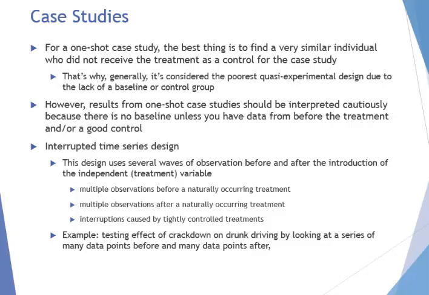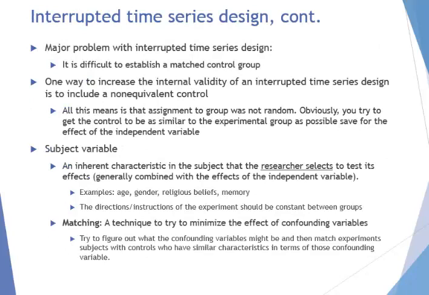But if you look at many data points, you look at 3 years before, 2 years before, and 1 year before, and then you look at 1 year after, 2 years after, and 3 years after, well, that gives you a better chance of getting a good sample. Of course, the major problem, as we discussed with an interrupted series design, is that it's difficult to establish a matched control group. In fact, you really don't have a matched control group. You're trying to compensate for that by using many different data points.